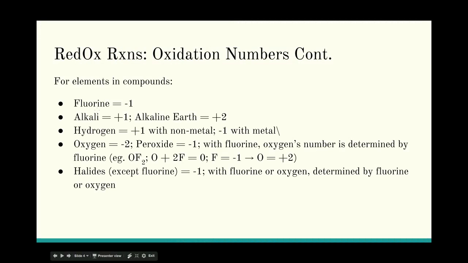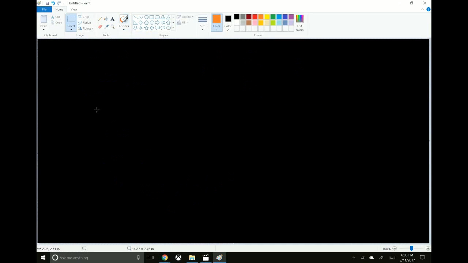And finally, the halides, with the exception of fluorine. So that would be chlorine, iodine, and bromine. Or I should say chloride, iodide, and bromide. Those are going to be -1 almost all the time. So hydrogen iodide, -1. Sodium chloride, -1. Silver bromide, -1. So you can see that this is very closely related to the charges that they prefer to take, the formal charges they might prefer to have, and so on.